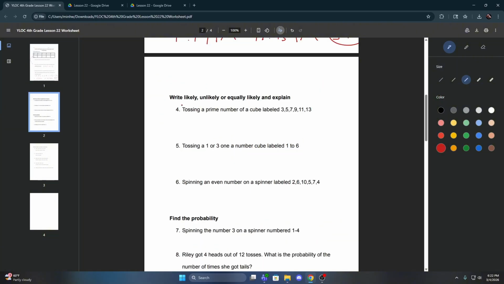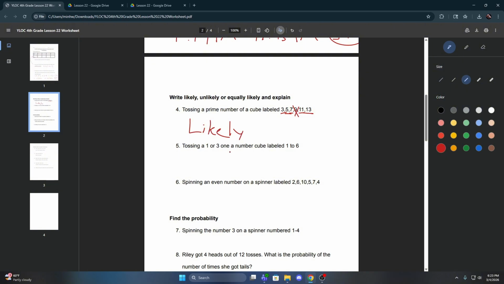All right. Write likely, unlikely, or equally likely, and explain. So here we have tossing a prime number on a cube labeled that. A prime number is something that only has factors of itself and 1. In this case, let's say 3 is a prime number, 5 is a prime number, 7 is a prime number, 9 is not a prime number because 3 times 3 is 9. 11 is a prime number, and 13 is a prime number. So here, likely, right? We're looking at the likelihood of rolling a prime number. And there's so many more prime numbers than non-prime numbers here, so it's definitely likely.